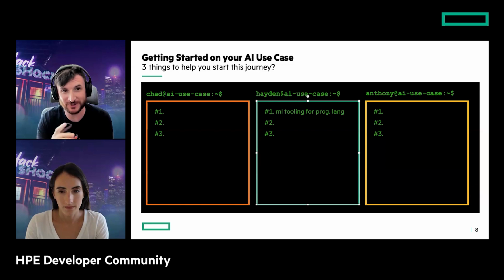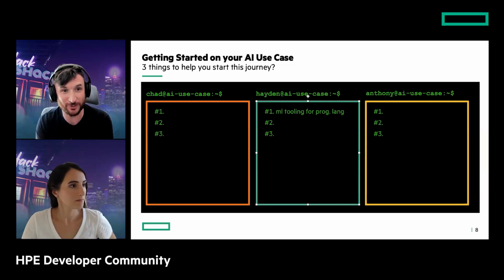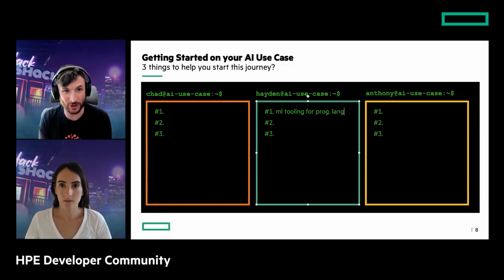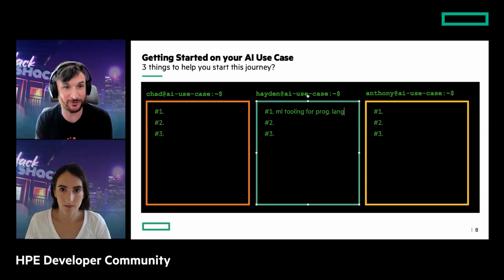And interestingly enough, I saw a question come up right here in the chat. What if you're not a programmer? There are actually a fair number of really good low code or no code solutions for working with, training LLMs or fine tuning a data set.